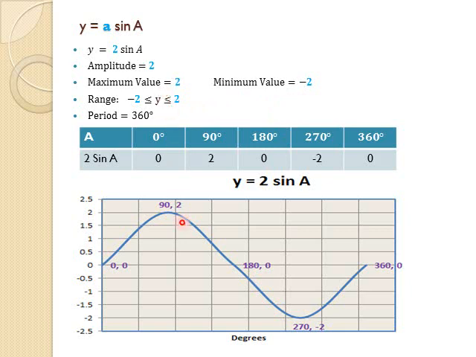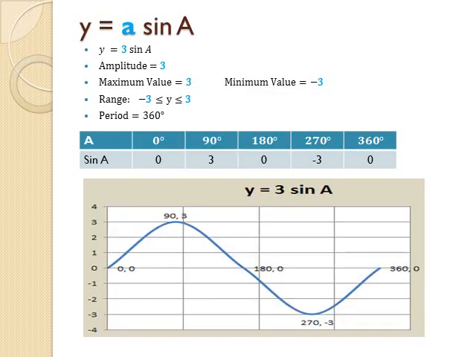Right, so maximum value, highest point y goes to; minimum value, lowest point on my y-axis. Right? Period, how many degrees it takes to complete one complete sine graph, so it must always have a crest and a trough, or a bottom and a top part. Right, let's look at the next problem.